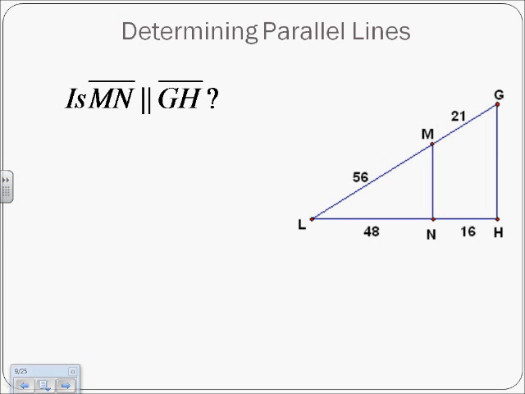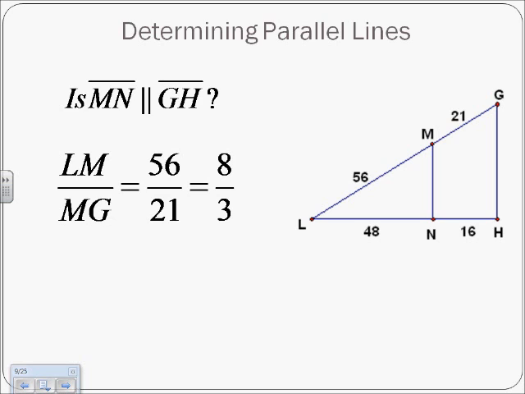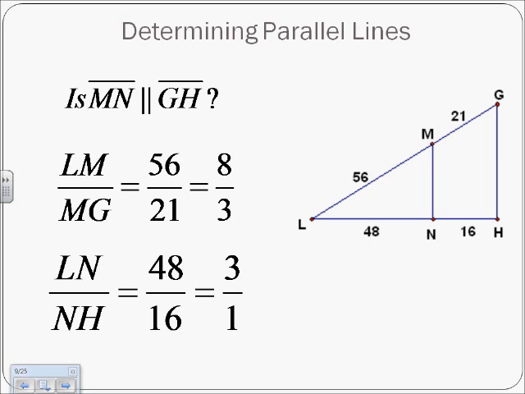Alright, different type of question here. Determining parallel lines. Is MN parallel to GH given the information? So this will be using the converse of the triangle proportionality statement. Alright, what do we need? We need to have a proportion hold true. So I put the sides together. LM over MG is 56 over 21, which is 8/3. LN over NH is 48 over 16, which divides down to 3 over 1. Since 8/3 and 3 over 1 are not equal, then we know that the lines are not parallel. Again, this is using the converse that we talked about earlier.